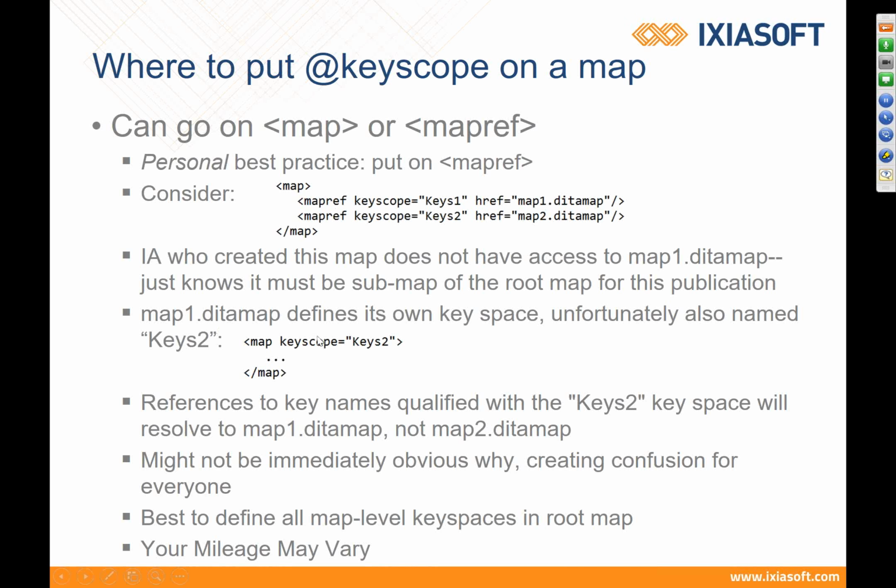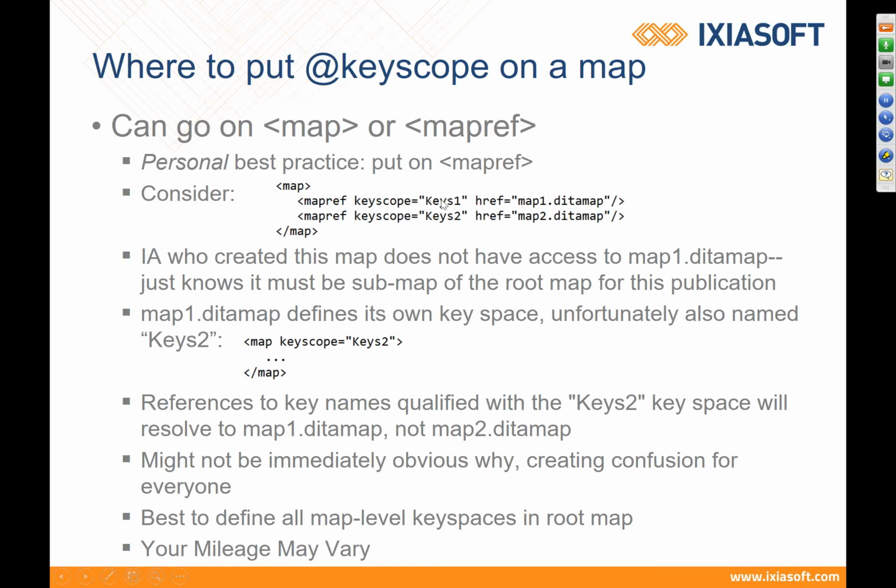Right. So if I had map 1, and it had a keyscope keys 2, and I reference that map here, what I'm going to end up with is two key spaces, both named keys 2, because I don't know that this map has a keyscope named keys 2. I can't see that map. So I add that to this map. It already has keys 2 defined. Then I add this map to my map, and I define it with a keyscope or key space of keys 2. Now I've got two maps that have the same key space name.